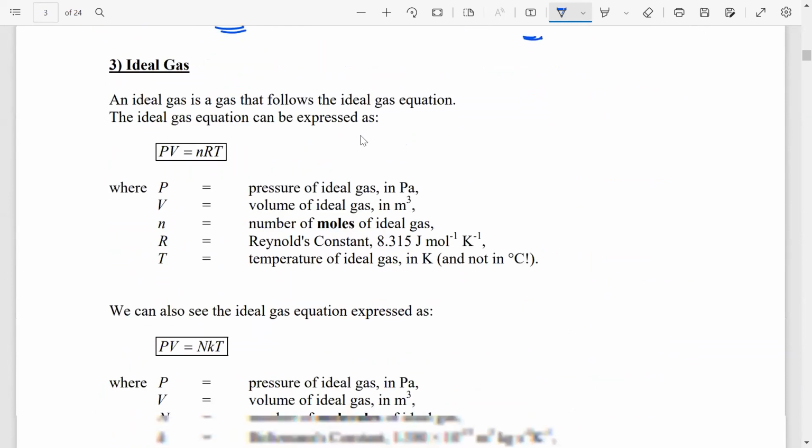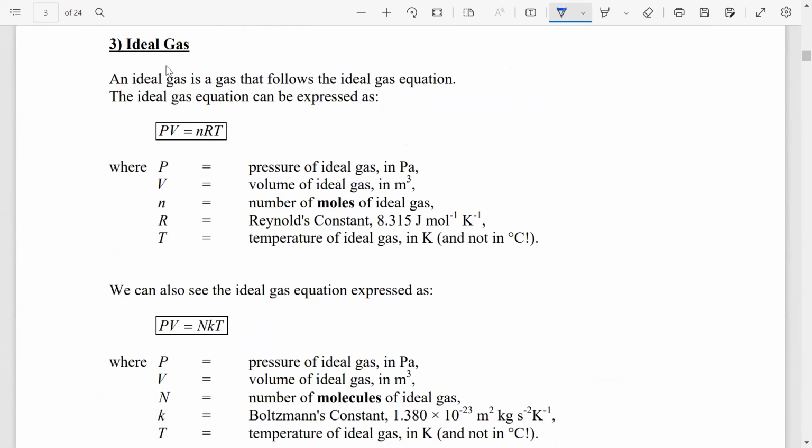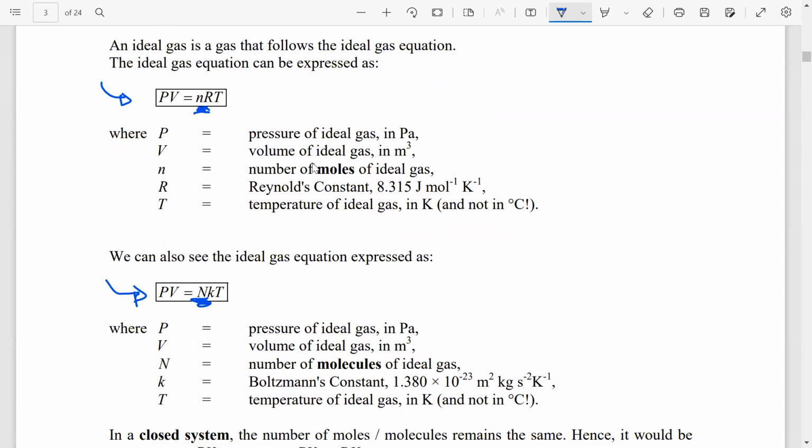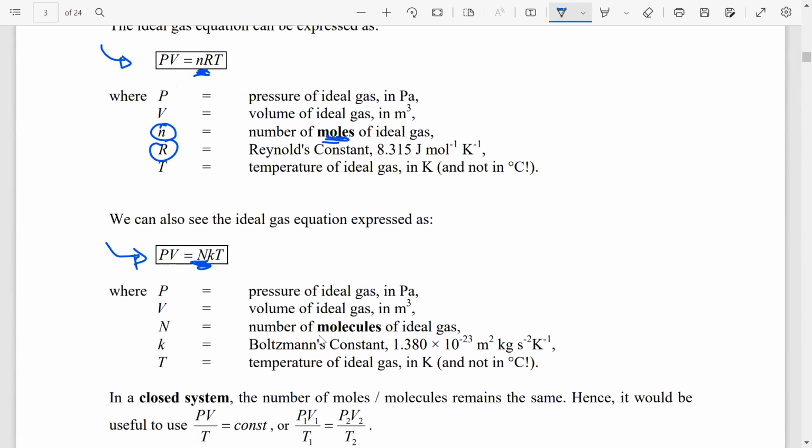After the first law of thermodynamics, the next thing you need to know is what an ideal gas is. An ideal gas is just a gas that follows the ideal gas equation, PV equals nRT, or PV equals nkT. The difference is just nR and nk. n is the number of moles of gas, and R is the universal gas constant, which will be given to you in the Olympiad. This number and the Boltzmann constant are also given in the Olympiad, as part of the list of constants. Basically, nR equals nk, but apart from that, nothing much. There's just a relation here.